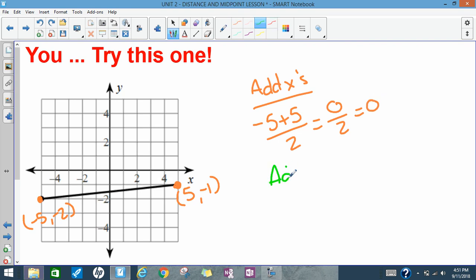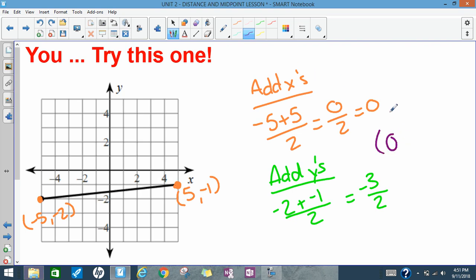Add the y's. Negative 2 plus negative 1 divided by 2 gives me negative 3 over 2, and we'll leave it just like that. And so my 0 comes first because it's from my x's. My negative 3 over 2 comes second because it's from my y's. And so I plot a point at (0, -1.5). That should look like it's in the middle of those 2 points.